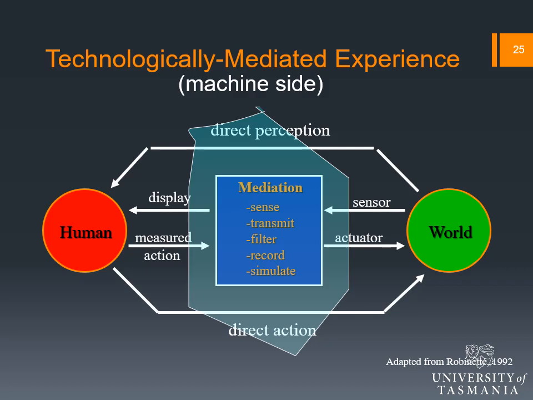And remember, the arrows from the top and the bottom still exist. Even though you only focus on the machine side, how people interact, for example the bottom link, direct action, how humans are interacting with the world will affect how the mediation box is sensing and reacting to the world. And vice versa with the direct perception as well.